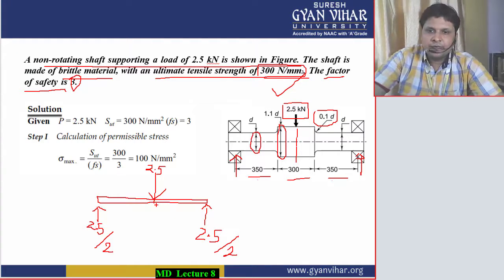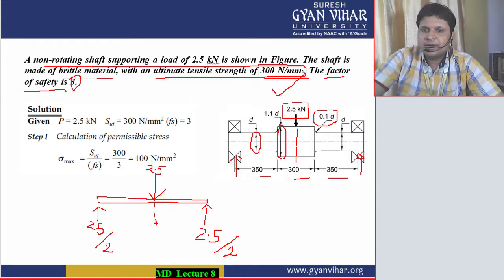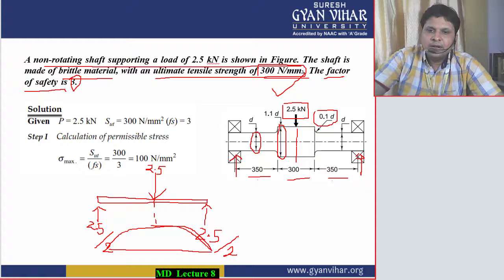Now if you have to find it at the center, we all know by the concept that the maximum bending moment will be obtained at the center. So this is the point where you will get the maximum bending moment. So what is the value of the maximum bending moment? That we should know. How will we calculate it?